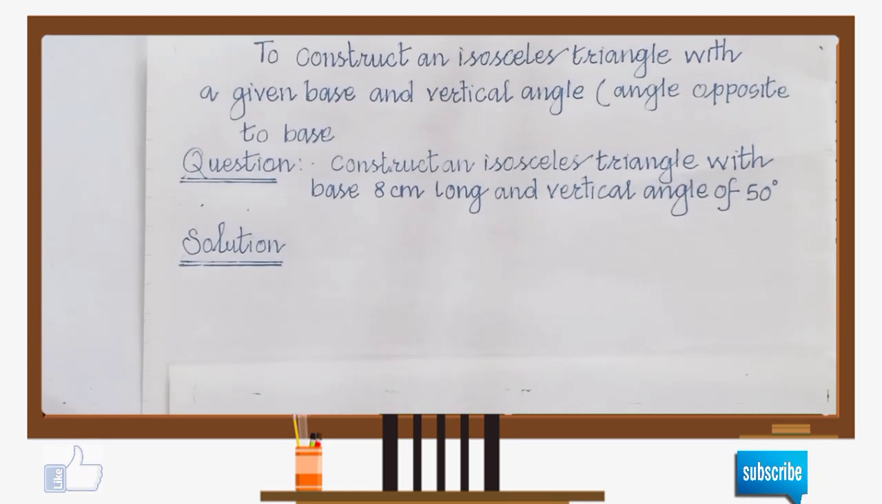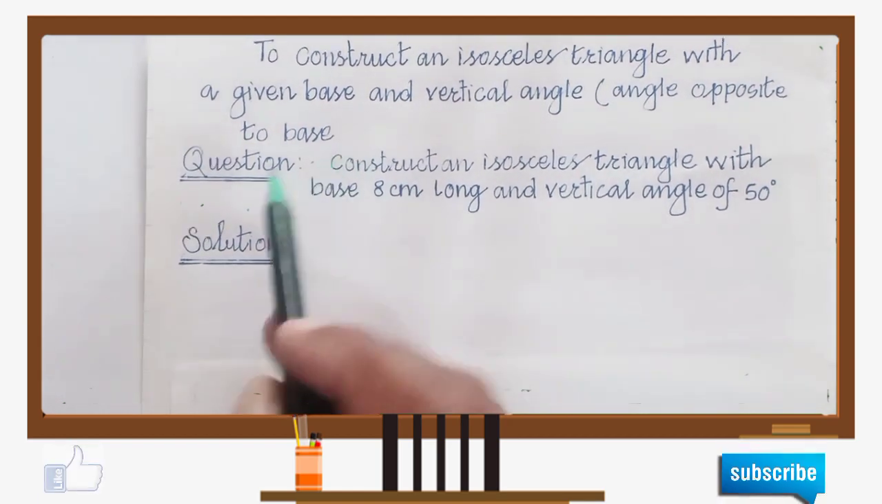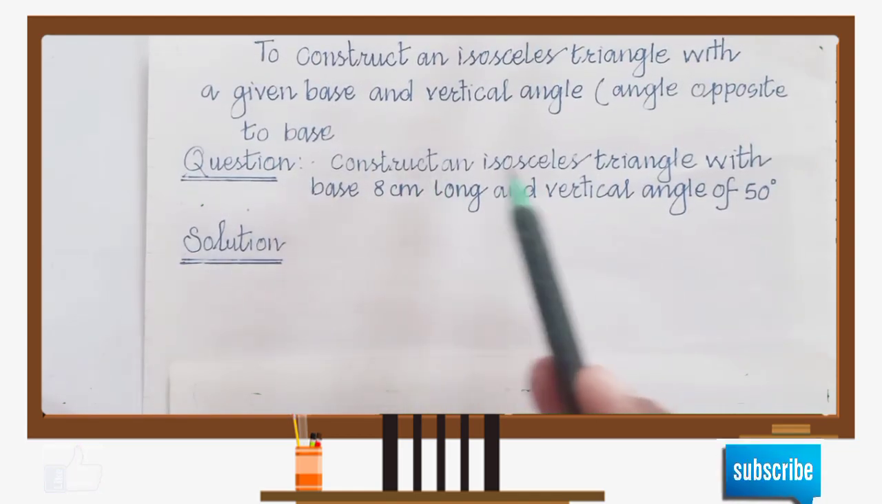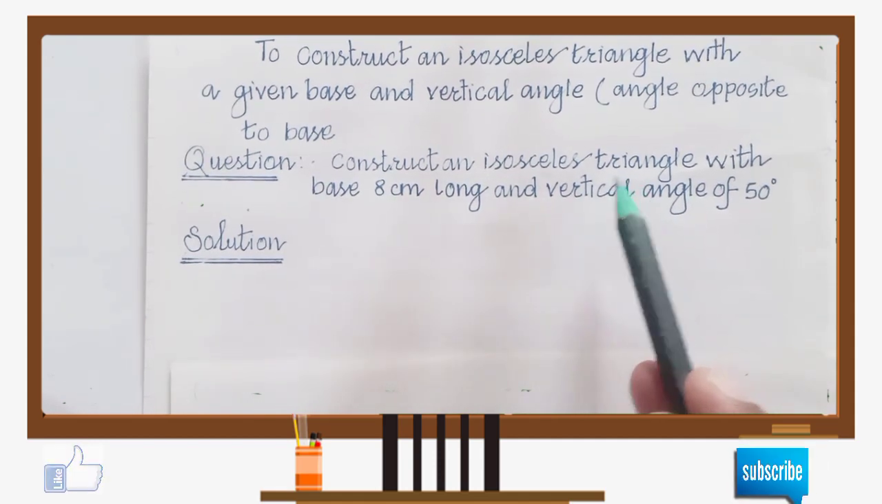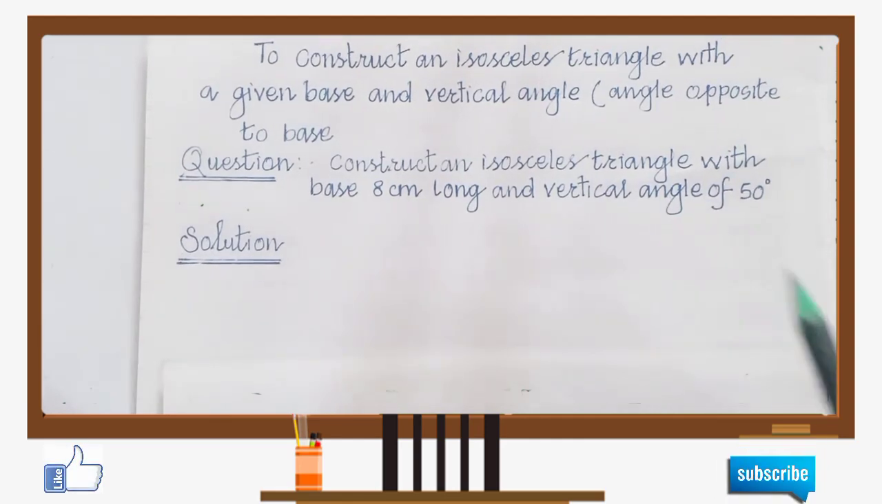यदि आपको base दिया है और vertical angle दिया है, then how will you draw it? That we are going to see now. Now see here a construction. Construct an isosceles triangle with the base 8 cm long and the vertical angle is equal to 60 degree.